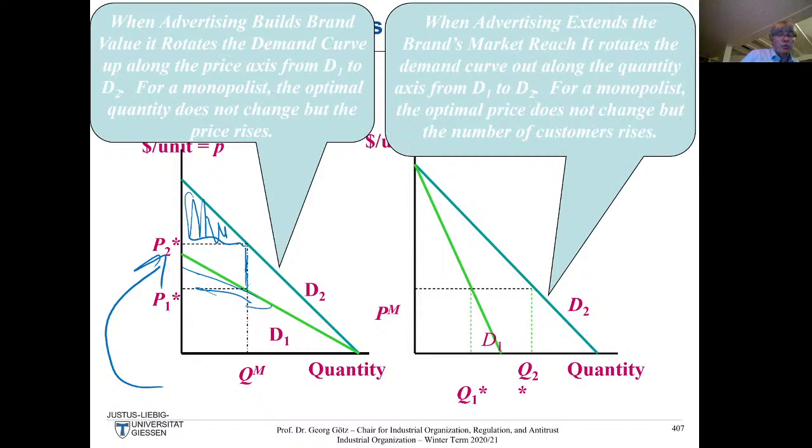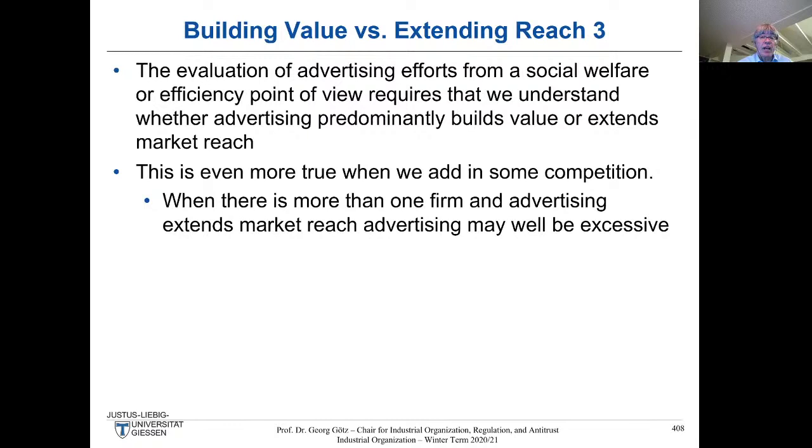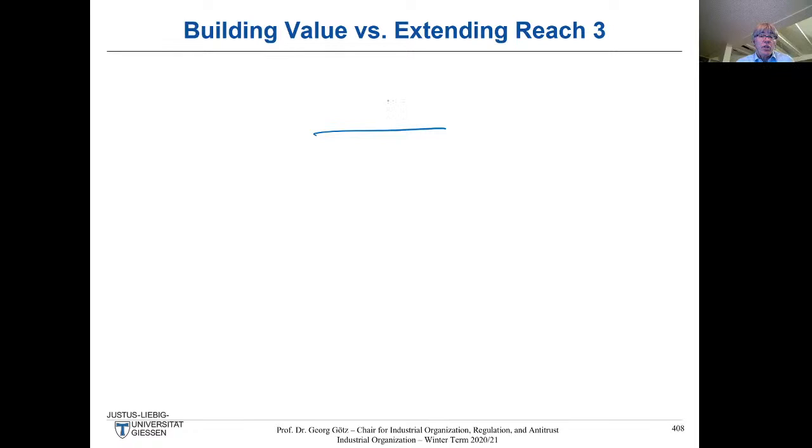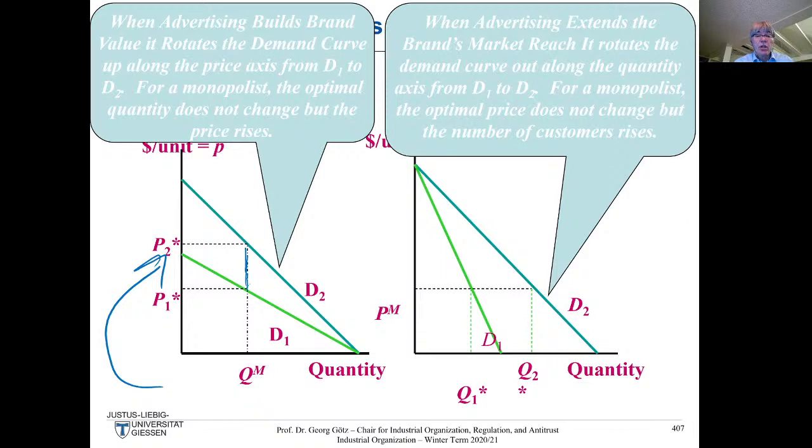So what we will do is, if we think consumers are willing to pay more, this is really actual willingness to pay. And so the evaluation of advertising efforts from a social welfare or efficiency point of view really requires that we understand whether advertising is predominantly value increasing or extends market reach, because here you have rather different effects. Here it's a different consumer group we add. In terms of informative advertising, it's clear you don't have any trouble with welfare issues or with welfare measurement, whereas here you might get some problems.